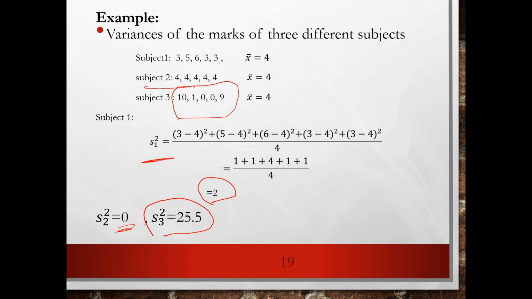You can also substitute these values into the formula and try to get these values. So this variance correctly tells us that there's a difference among the behavior of the students across these 3 subjects. For example, in the second subject, almost all the students are performing equally, so the variance is 0. For the first subject, variance is 2, which means there's a mild difference.